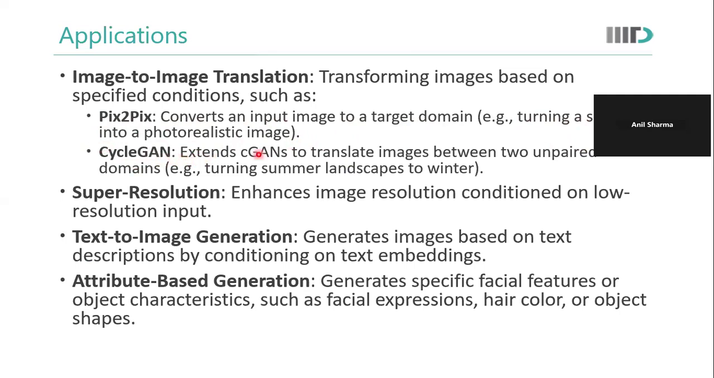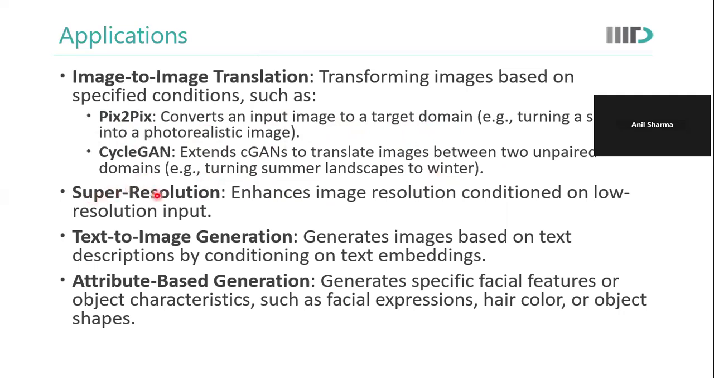CycleGAN is another extension of the conditional GANs, which translates the images between two unpaired domains. For example, turning a summer landscape to winters. Because we know the domains here, if there is a corresponding match, this particular problem can be Pix2Pix or paired image-to-image translation. But when we don't have the pairs between the summers and winters, then it is an unpaired image-to-image translation.